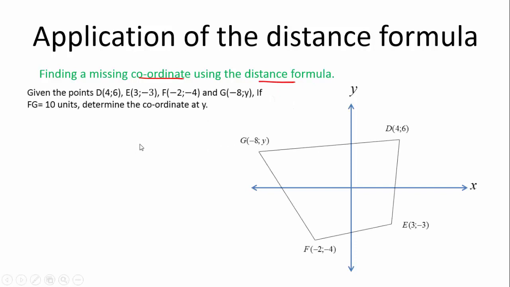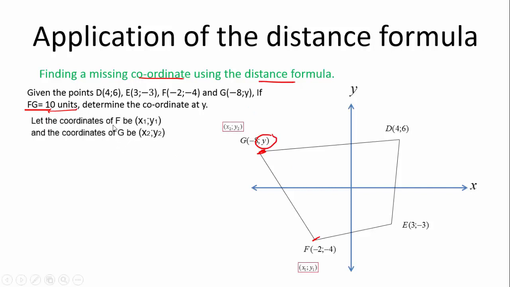Right, so we're given this parallelogram, right? We're given the points D, E, F, G. We get told that FG is equal to 10 units. So the length of this here is 10 units. But we aren't given this unit here, this y. So how are we going to determine the coordinates of y?